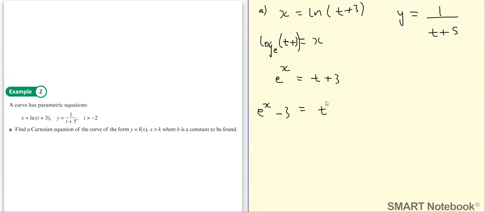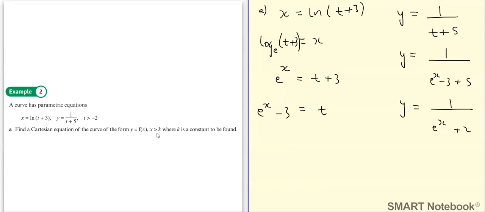Now, once we've got that, from there, it's very simple what we need to do. So we know what t is equal to, so we can now do the substitution on the right hand side. So 1 over e to the x minus 3 plus 5, which ends up becoming 1 over e to the x plus 2. And there is the Cartesian equation.